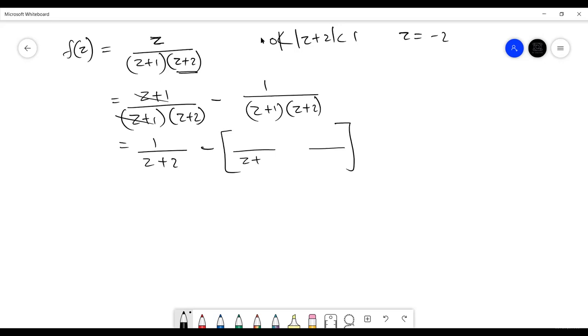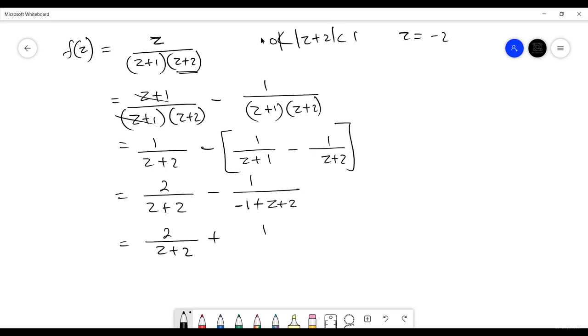So here it is z plus 1, here z plus 2, here minus, here 1 and 1. Now we can write it as 2 over z plus 2 minus 1 over z plus 1, and I'll write this z plus 1 in this manner. I'll take it as z plus 2. So we have added an additional 1, so we have to subtract that 1. I'll write it as minus 1 plus. I'll take a minus out, so this becomes 2 over z plus 2 plus 1 over 1 minus z plus 2.